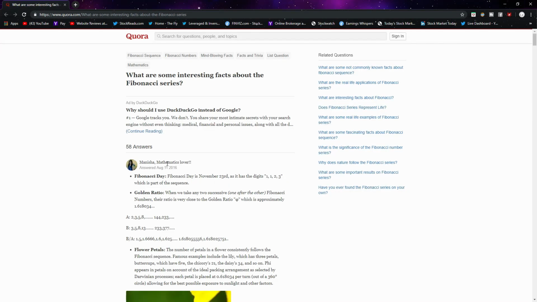Also, real quick, Fibonacci has a specific day for it. Fibonacci Day is on November 23rd, as it has the digits 1, 1, 2, 3, which is part of the sequence.